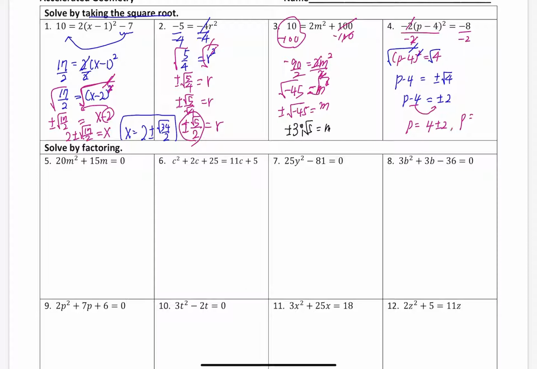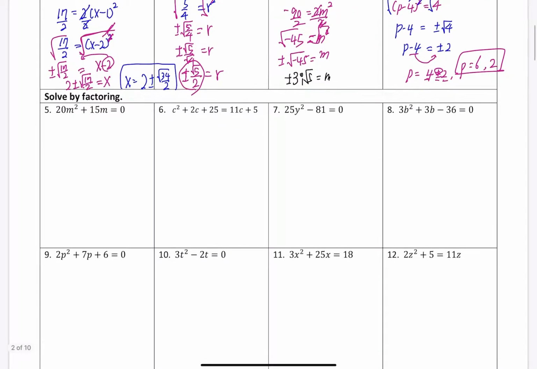So p is equal to, you take positive first, so 4 plus 2, 6, or 4 minus 2, 2. These two numbers are answers. Number 5. Solve by factoring. So we need to use factoring way.